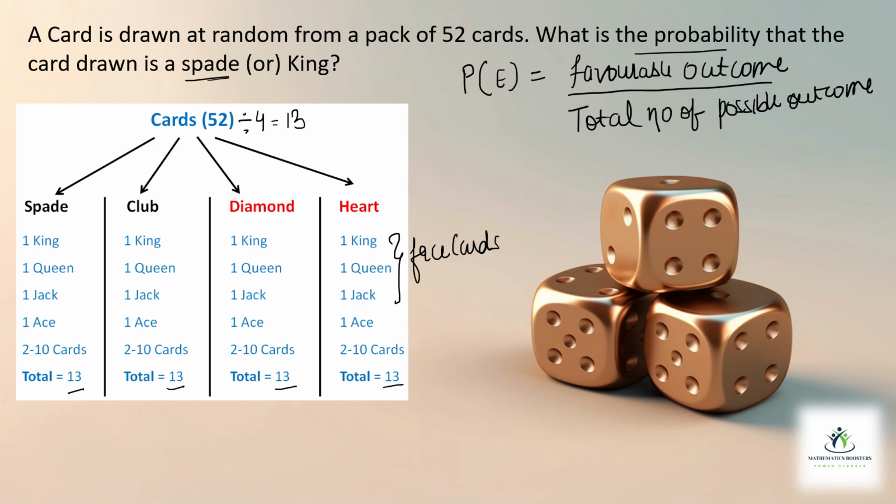Now how many cards are in your favor? Spade. How many spades are there? 13 spades. So 13. It includes one king. Now how many kings are left? Club king, diamond king and heart king. So plus 3 upon 52. This will be 16 upon 52. Cancel it. 4 times 4 is 16, so the answer is 4 by 13.